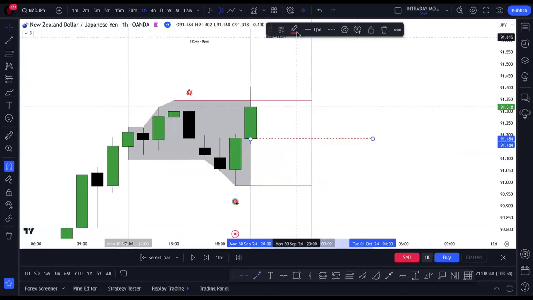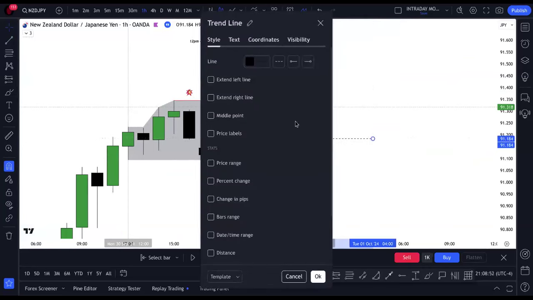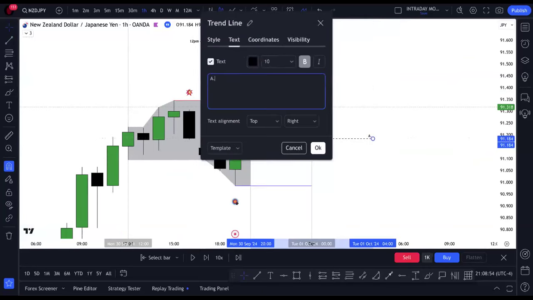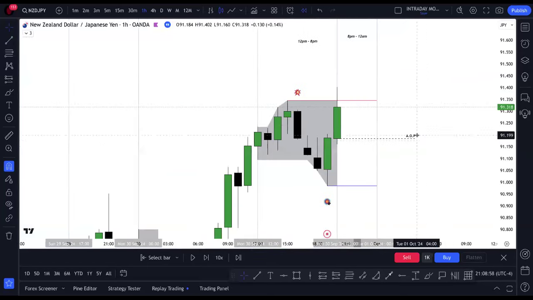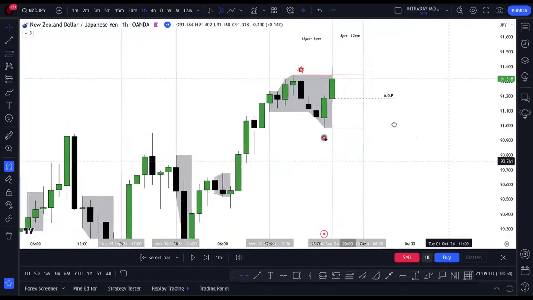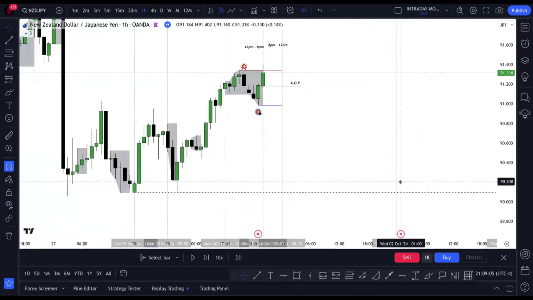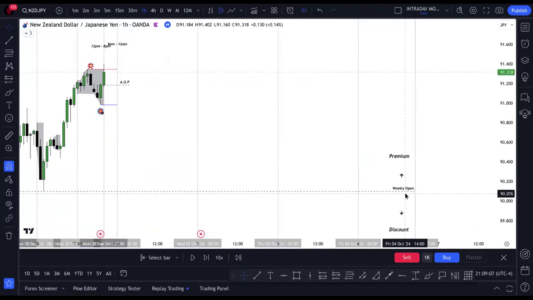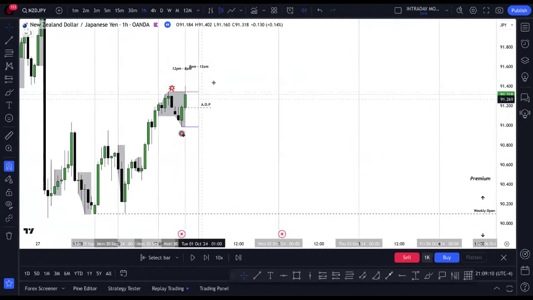This is 8 p.m. Come on, TradingView, right? Asian session open. Leave it as that. Anything above this price point is a premium. Anything below this is a discount. Now we're also above Sunday's opening price. We see that? Absolutely. We're above the weekly open price. We're in a double confluence premium.